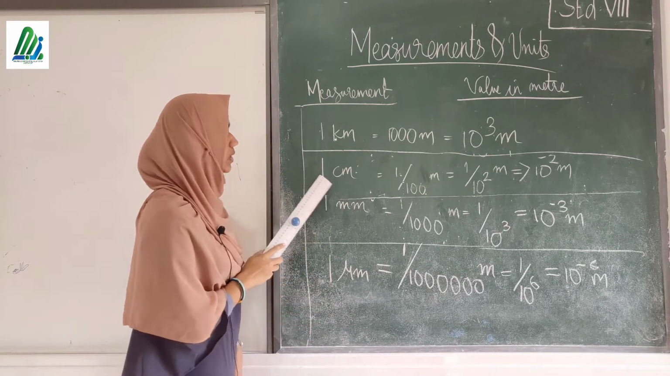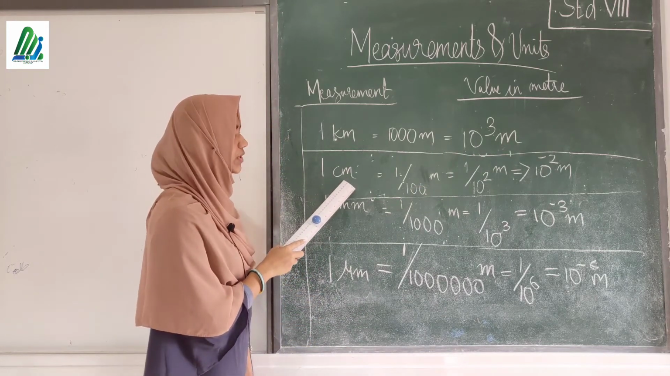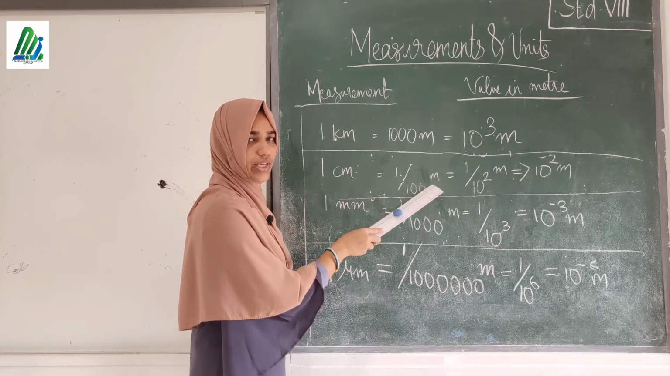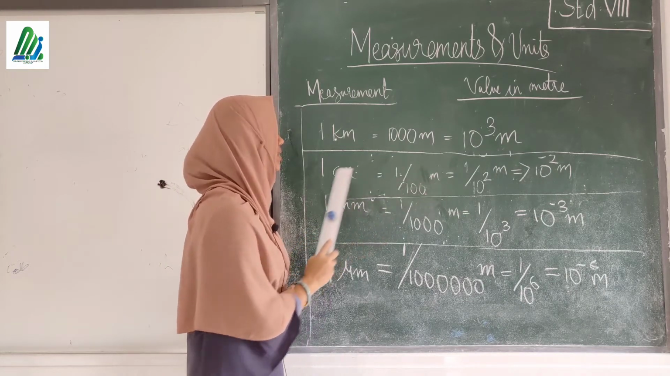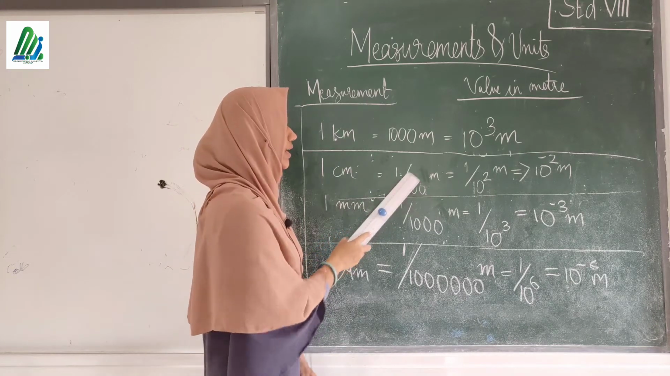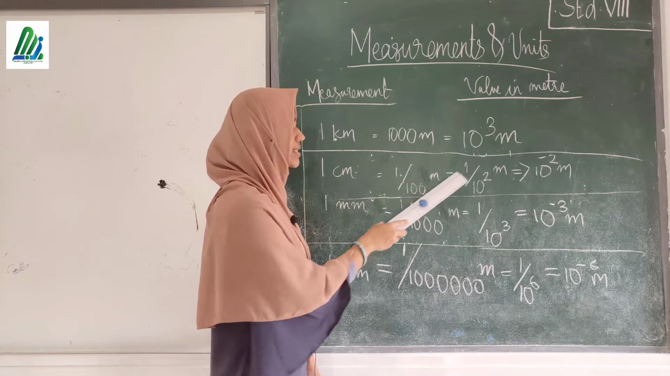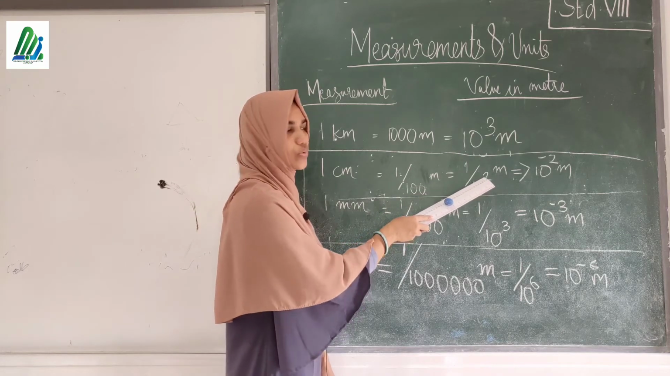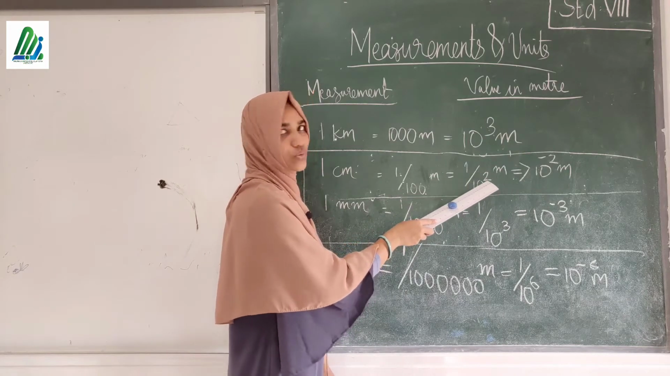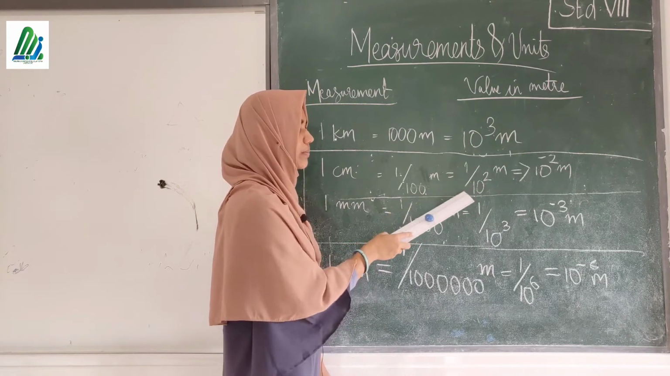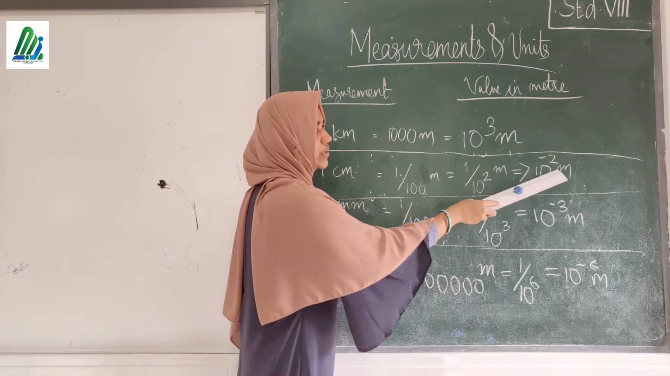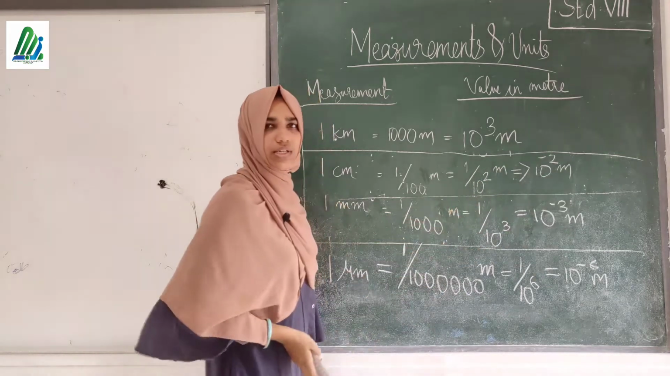Okay, next one, 1 centimeter. 1 centimeter equals 1 by 100 meter. When we are converting it into meter, 1 centimeter equals 1 by 100 meter. So I wrote 1 by 100 meter as 1 by 10 raised to 2. Here you can see 2 zeros. So I write here 2. So 1 by 10 raised to 2 meter, that's equal to 10 raised to minus 2 meter.